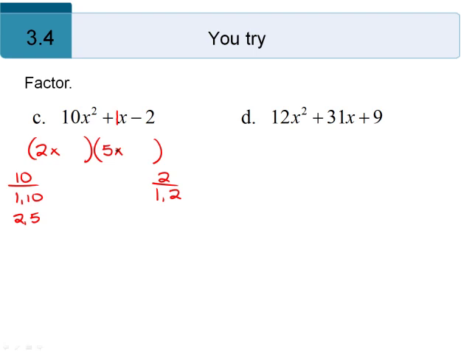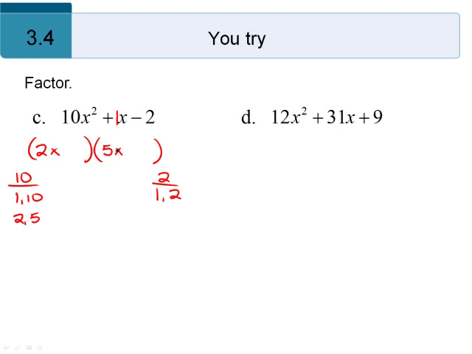So a lot of trial and error is just educated guesses, which irritates the stew. I almost said a bad word. The stew out of students, because it just makes them crazy. They're like, what do you mean I have to guess? Math should not be guessing, but in this case you do have to do a little bit of that.